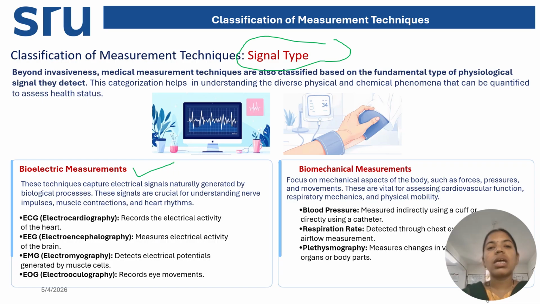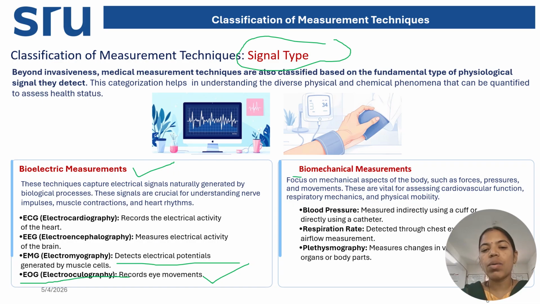Bioelectrical measurements measure the electrical signals generated by the human body. First one is the ECG, electrocardiogram. Next one is the electroencephalogram, EEG. It measures the electrical activity of the brain. Electrocardiogram measures the electrical activity of the heart. EMG, electromyogram. This detects the electric potentials of the muscles. Next, EOG, electrooculography, it records the eye movements of the patient.